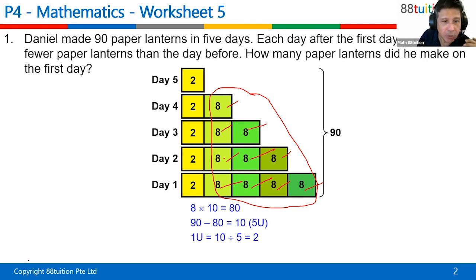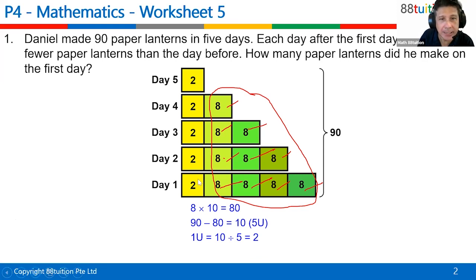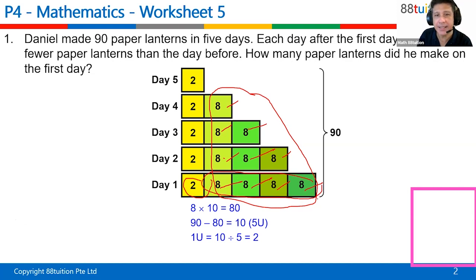The first day has also 4 8s. I have a 2 and I have another 4 8s. So 4 8s, 8, 8, 8, 8 is actually 32. Then plus 2, I will have 34. All right, so this is our very first question.